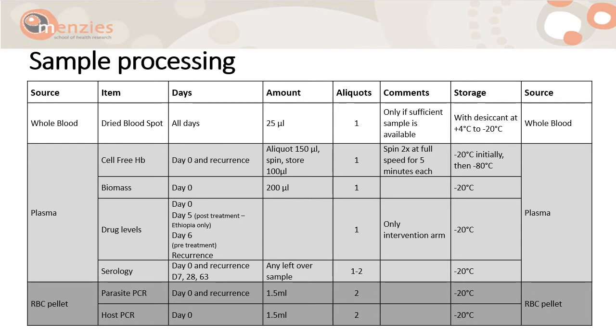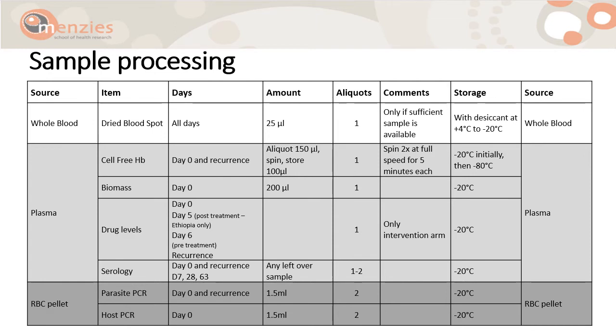And this table here shows the days and the amount and the aliquots that are required for those samples. The source is on the far left-hand side and on the far right-hand side, and it shows that whole blood will be used for the dried blood spot on all days that blood is collected. Plasma will be used for cell-free HB, biomass, drug levels, and serology.